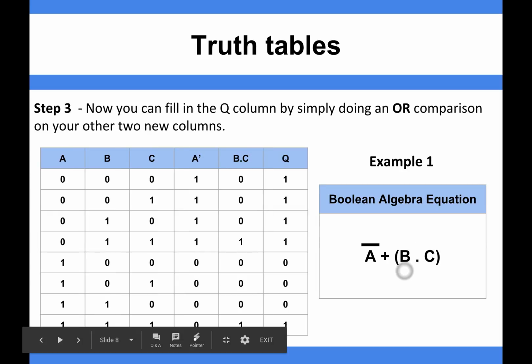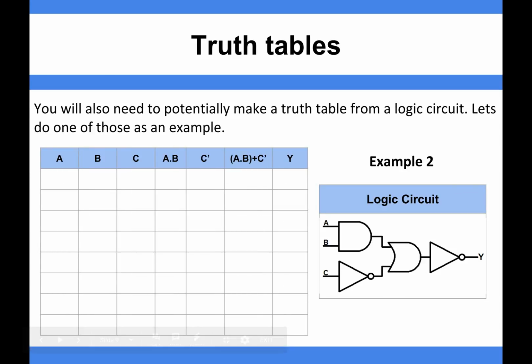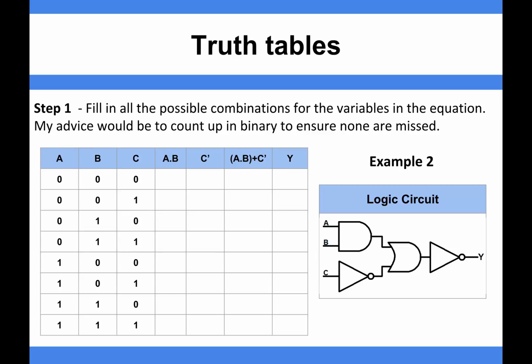We now also need to be able to potentially do the same thing for a logic circuit. So logic circuit, some people find these harder, some people find them easier. Essentially, you're looking at the same things. You want effectively a column for each gate. The final logic gate might as well be your answer column, but you want one for each of these gates, and you want your ABC. So I want to do all my possibilities for A, B, and C as step 1. Then I want to fill it out per gate.